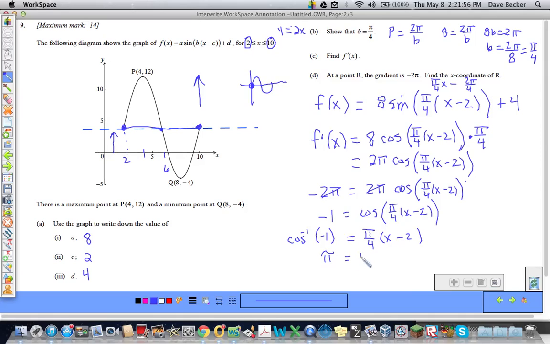So pi equals pi over 4 times x minus 2, yes? So I'm going to divide both sides by pi over 4, yes? And pi divided by pi over 4, I can't believe I'm going to do this, is equal to pi times 4 over pi. That equals x minus 2. Look how easy this is. 4 equals x minus 2. 6 equals x. Done.